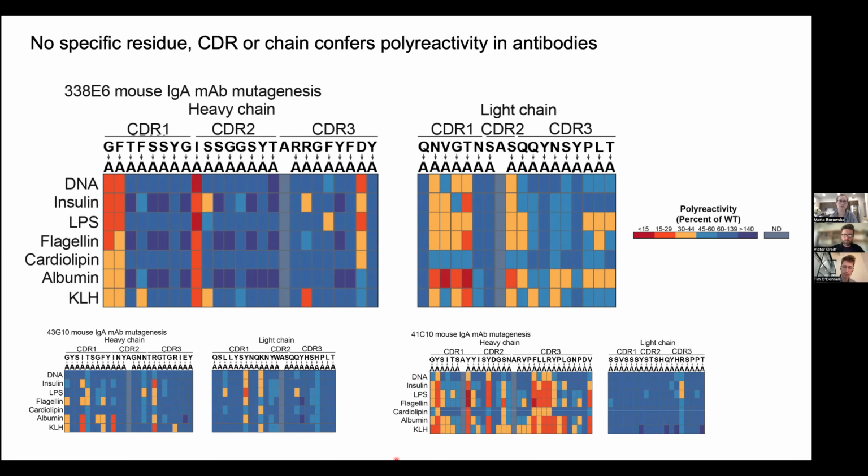So the main point here is that for this clone at the top, the 33.8 E6, the light chain is taking the biggest hit in terms of losing binding for polyreactive antibodies, versus the ones on the bottom. This is an extreme case. On the right bottom, 41C10 looks like the heavy chain seems to be more involved in the binding with the polyreactive ligands. Yeah, that answers my question.